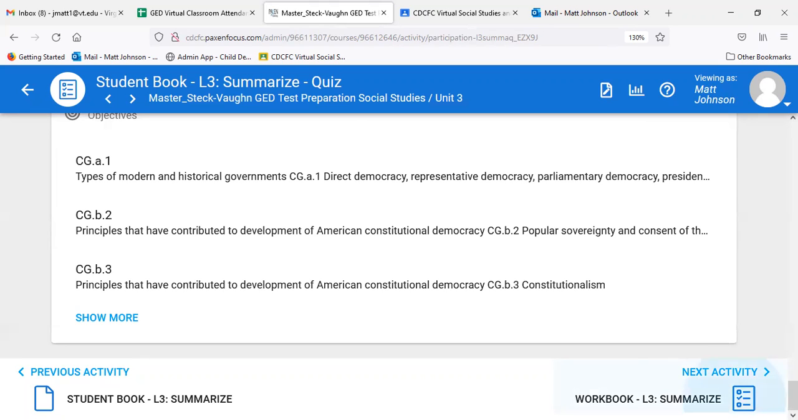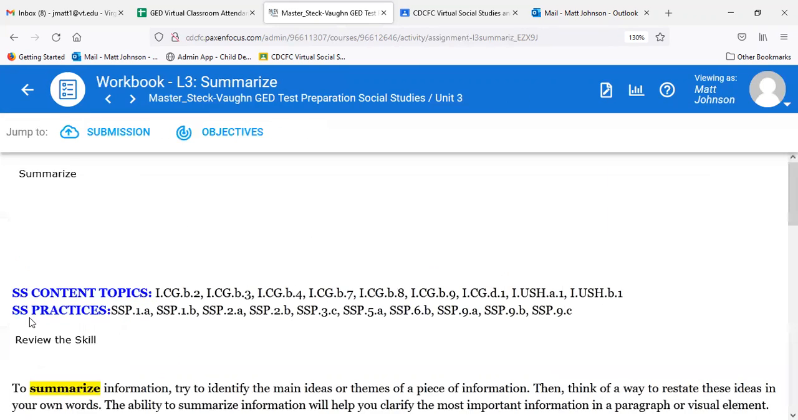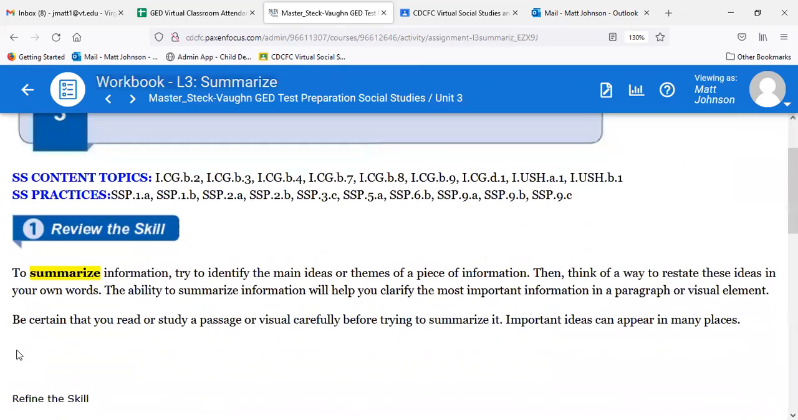Okay, let's move on to the workbook. We'll get a few more passages here to try. Okay, so again, summarizing information. Try to identify the main ideas or themes of a piece of information, and then you're thinking about restating these ideas in your own words. The ability to summarize information helps clarify the most important information in a paragraph or visual element. So that's our two goals.